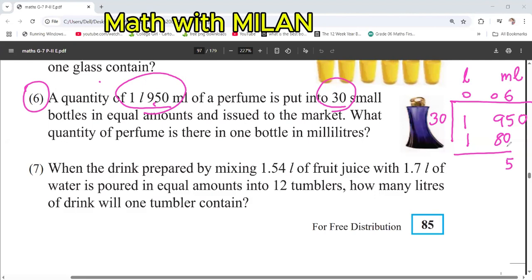Okay, you get 5 minus 0 is 5, 9 minus 8 is 1, right? And here you have 0. For 150, you have 5 30s. 5 into 30 is 150. Same, it is here 0. So in one bottle, you get 65 milliliters. So this is the answer, right? You have to write 65 milliliters.